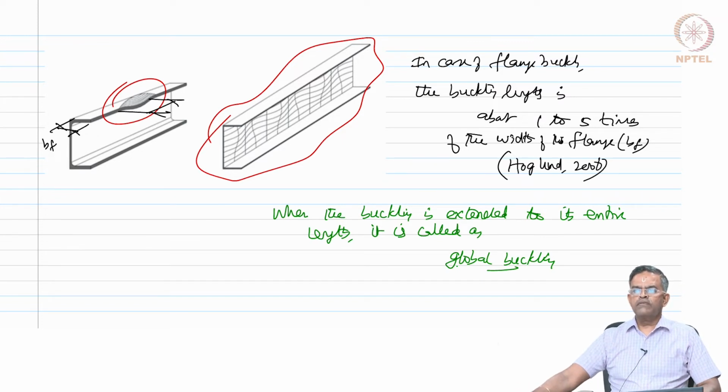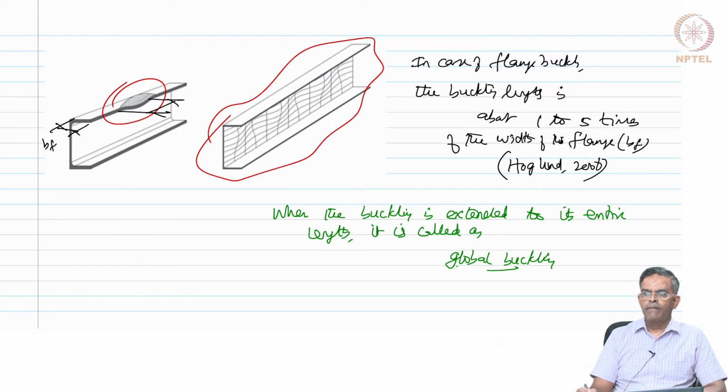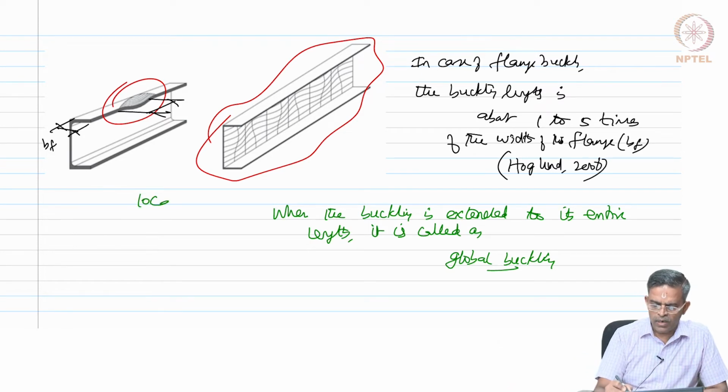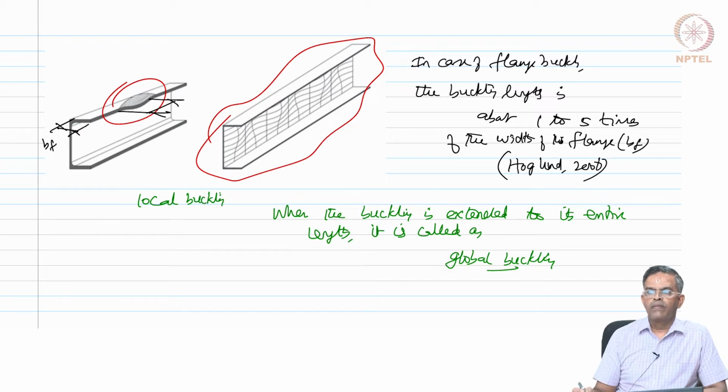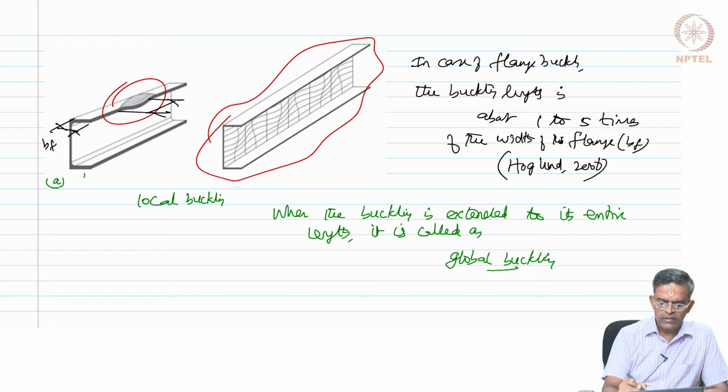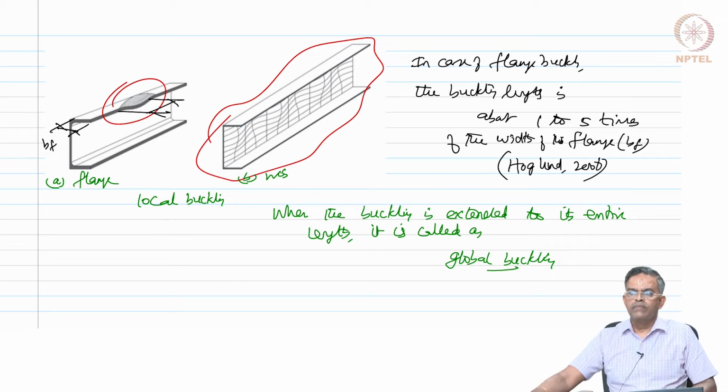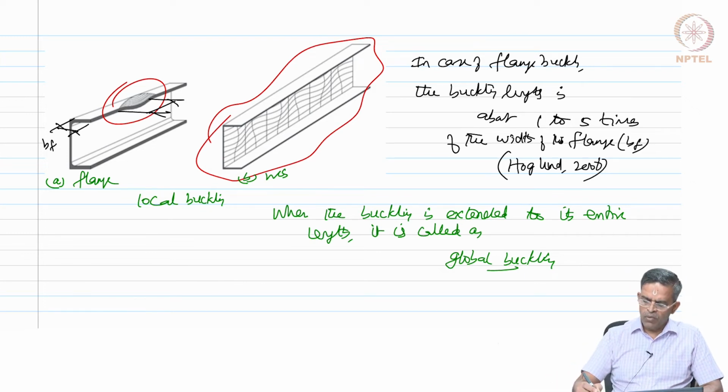This type of buckling is further classified based on type of loading and nature of displacement. So, this is essentially the local buckling figure. This is on the flange, this is on the web. Now, let us pay more attention to the global buckling modes.